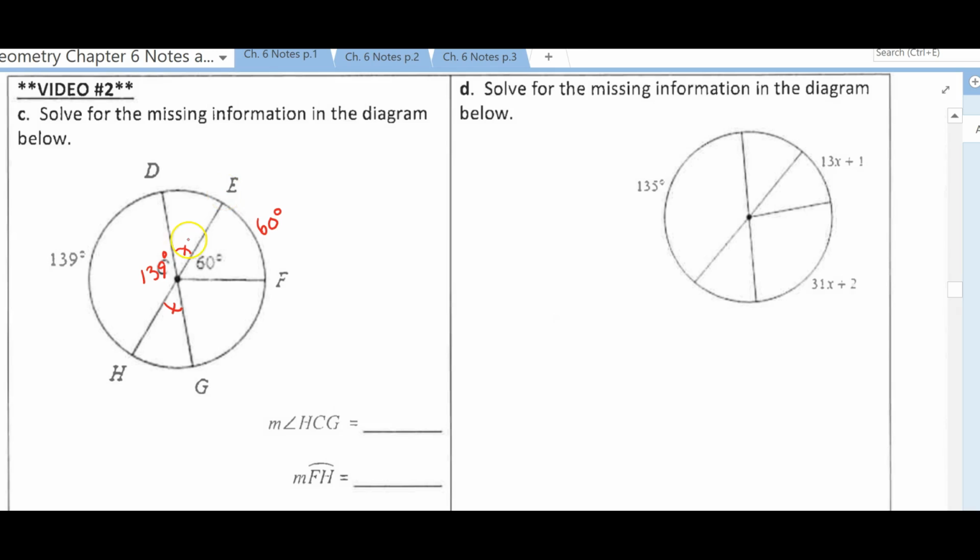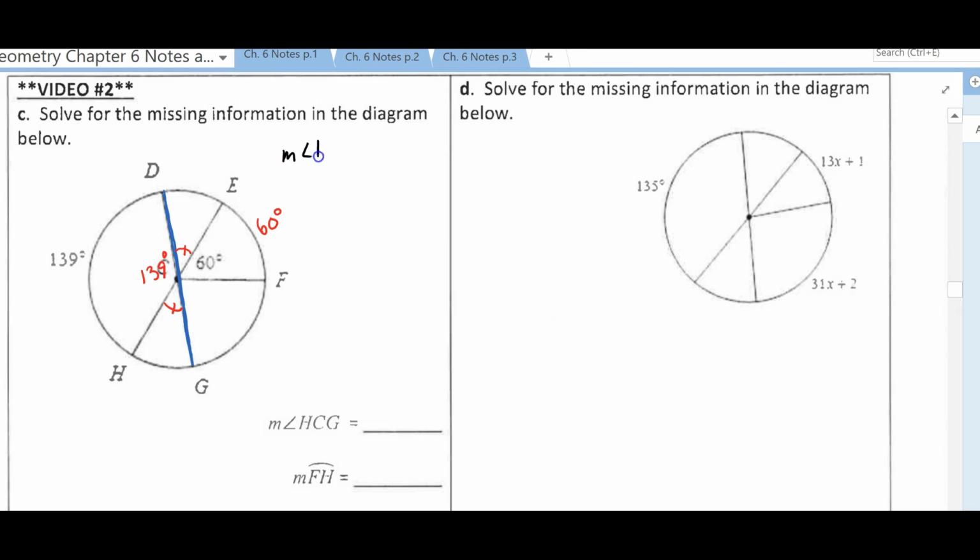And lastly, I can see that this is a diameter here. And we already talked about the fact that these two angles have to add up to 180. And since these three arcs here form a semicircle, those also have to add up to 180. So let's go ahead and find the measure of angle HCG.